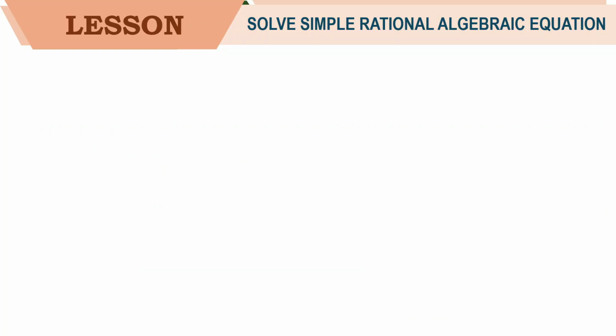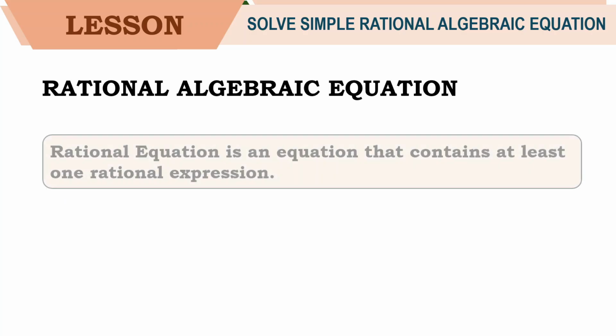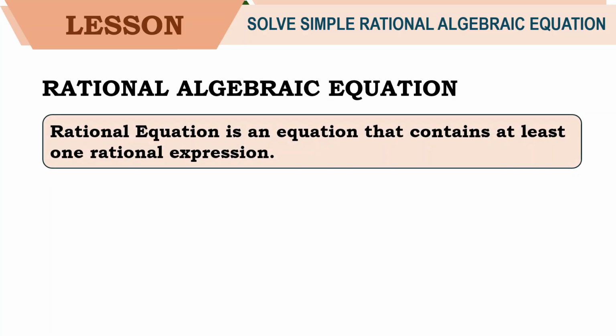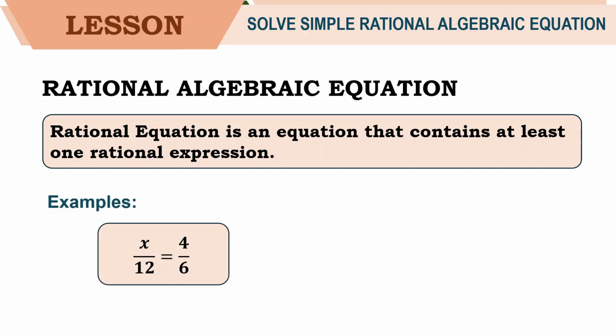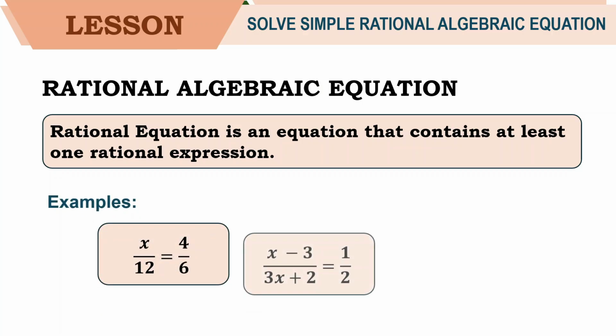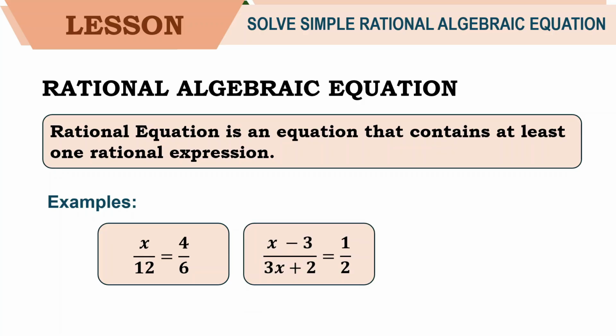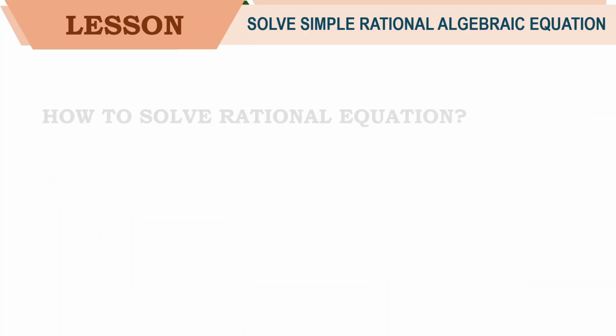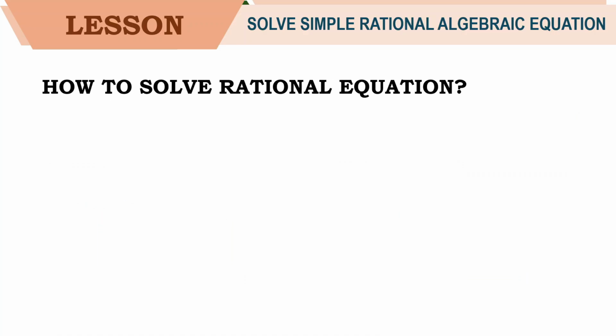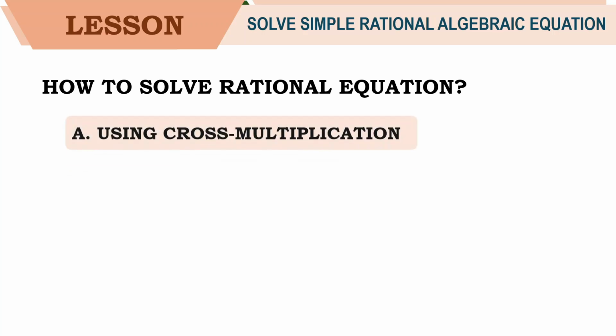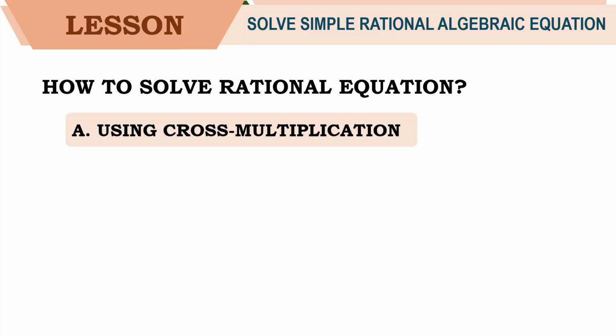Now let's apply that to other examples. A rational equation is an equation that contains at least one rational expression. Here are some examples. x over 12 equals 4 over 6. (x minus 3) over (3x plus 2) equals 1 half. x over 8 minus 1 is equal to 3 halves. And how do we solve rational equations? There are plenty of ways, but we are just going to focus on 2.